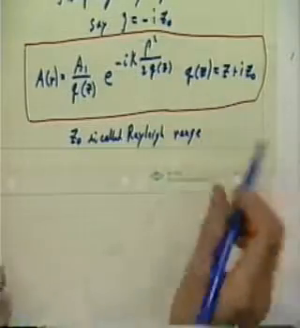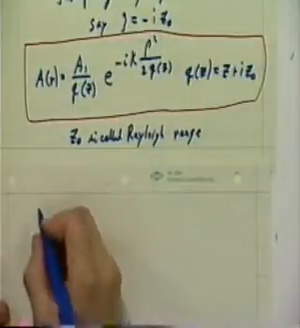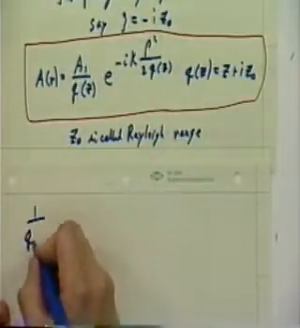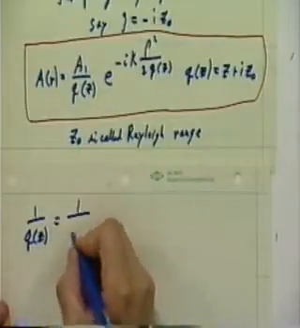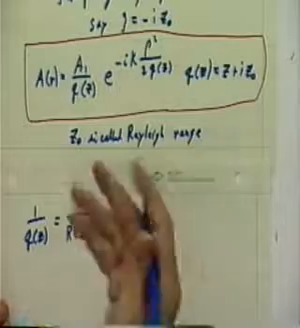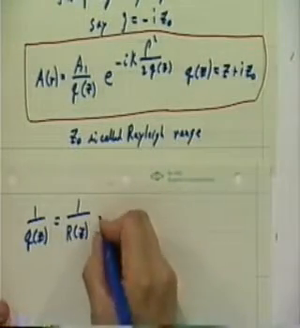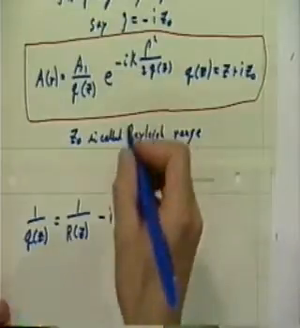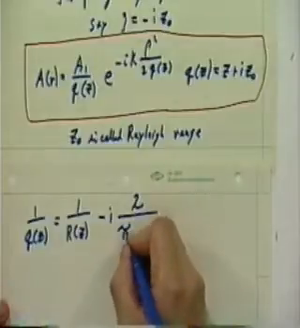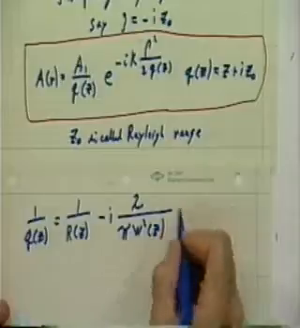Okay, well, we could rewrite q. I mean, q is some complex number. Don't know what it is, but just some complex number here. And so we could write that 1 over q of z is 1 over r of z, some number, anyway this is going to be real, minus i times something we'll call lambda over pi w squared of z. Okay.